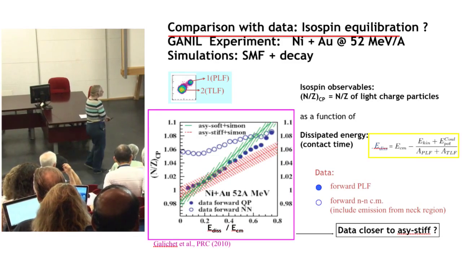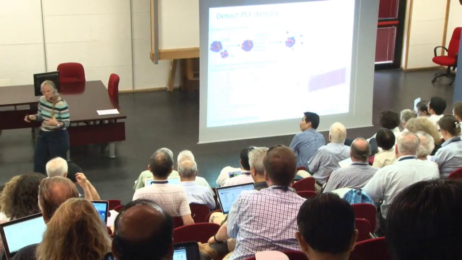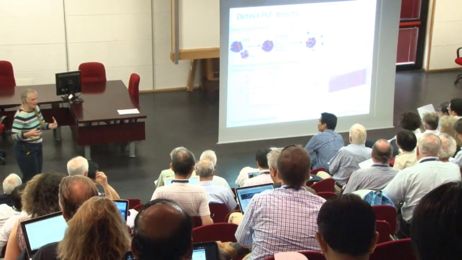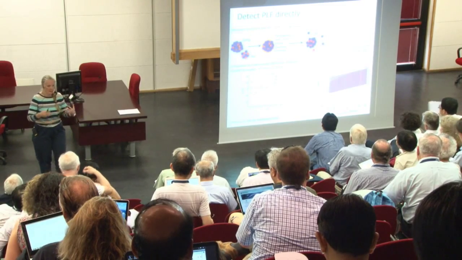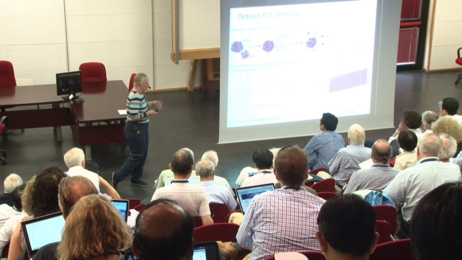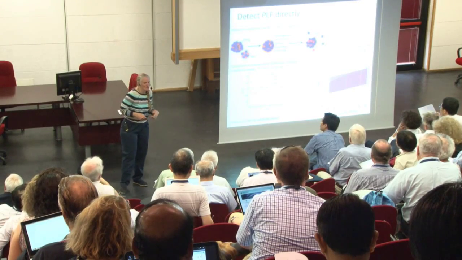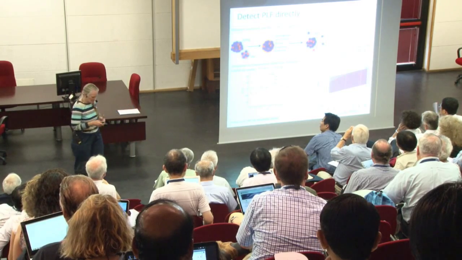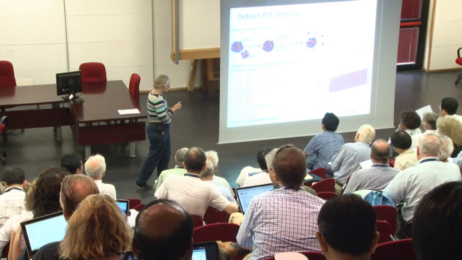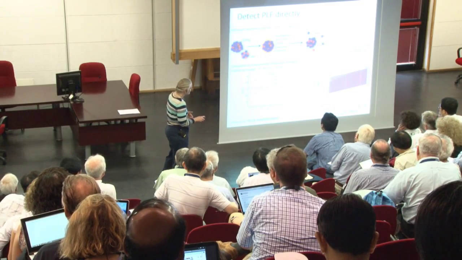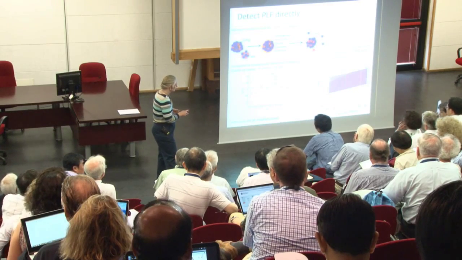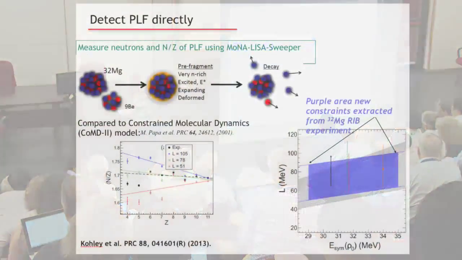Some work, so a lot of what's been done is to look at small clusters, intermediate mass fragments that were attributed to the projectile-like fragment, to understand the projectile-like fragment. Zach Coley up at MSU used a device that really isn't normally part of our discussion, which is the MoNA-LISA array coupled to the sweeper magnet to directly detect the PLF. And when he looked at the PLF, he was able to put some constraints running CoMD for various different asymmetry energies, and again came up with this idea of L in the vicinity of 80.